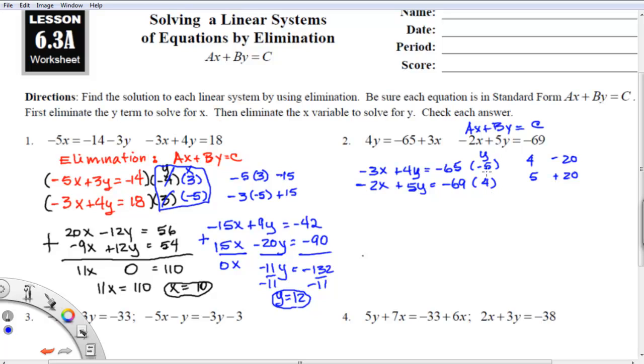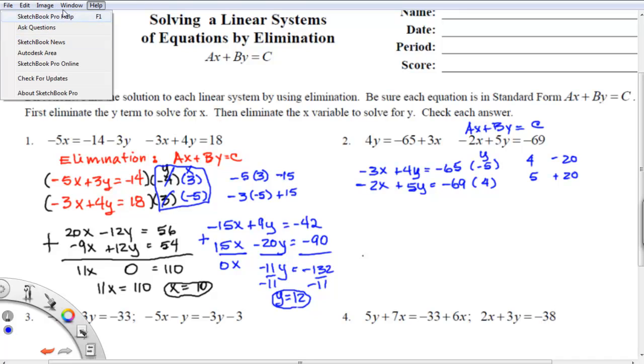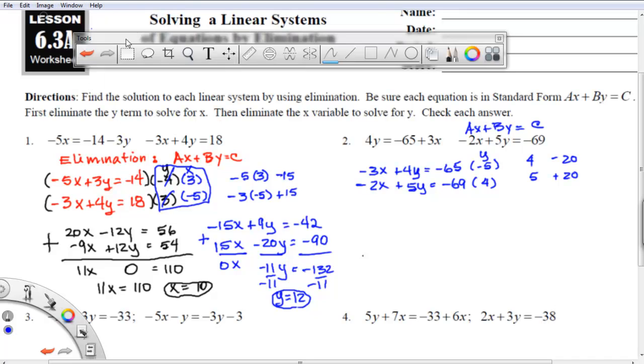So that guarantees me that my y's are going to drop out and then I'll have an equation with just x. And remember, that's important because I can only solve an equation that has one variable in it. So let's go ahead and multiply these together. So I have a negative 5 times a negative 3. That's a positive 15x.